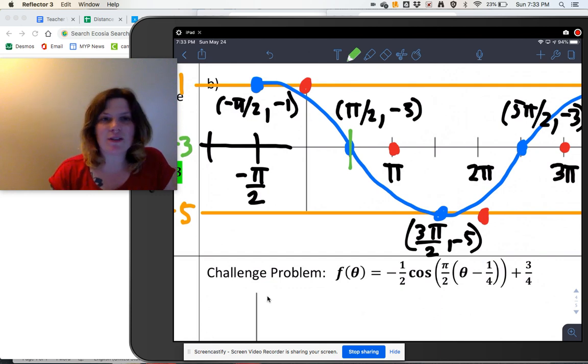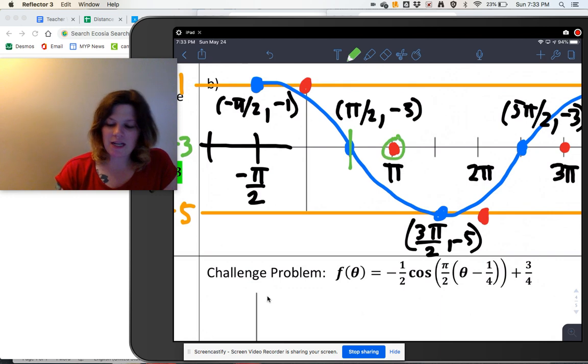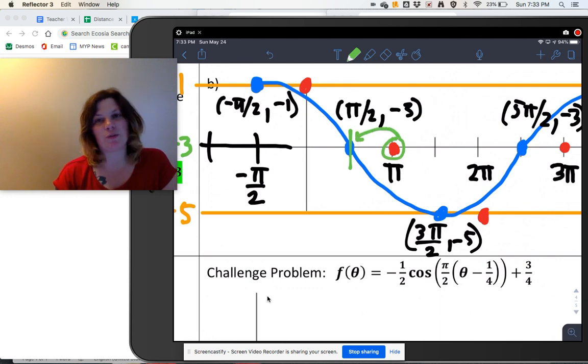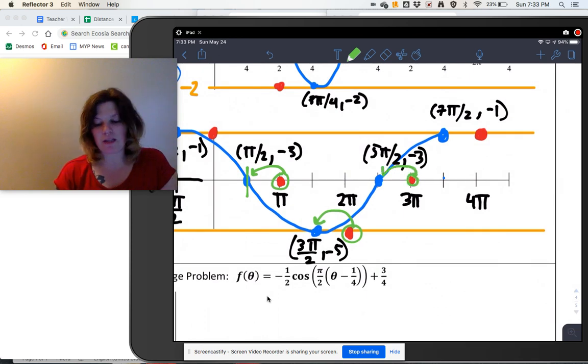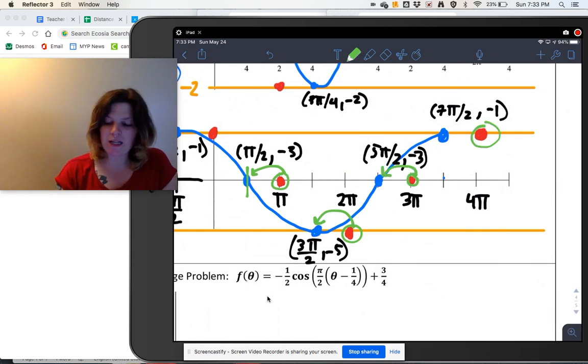Another way to think about this is just to say, okay, I was at pi, and I have to subtract pi over 2 to get there. I was at 2 pi, I have to subtract pi over 2 to get there. I was at 3 pi, and now I have to subtract pi over 2 to get there. And I was at 4 pi, and I have to subtract pi over 2 to get there.